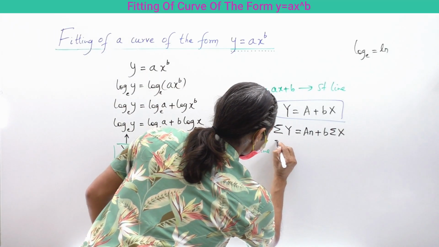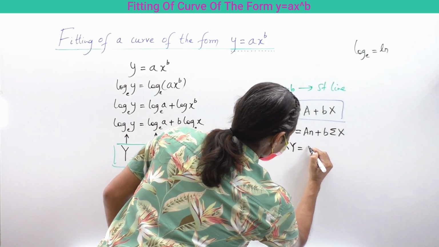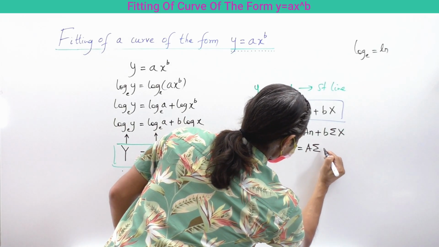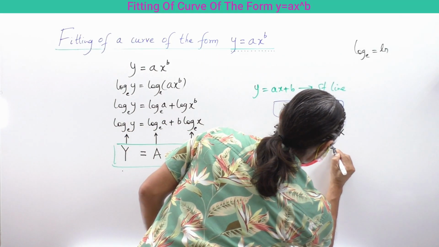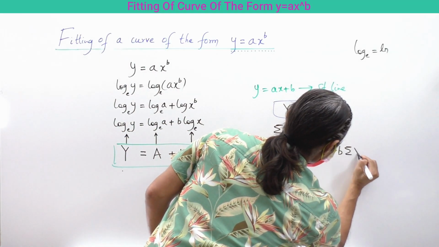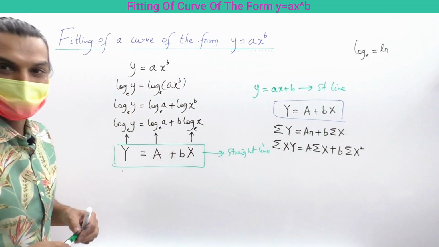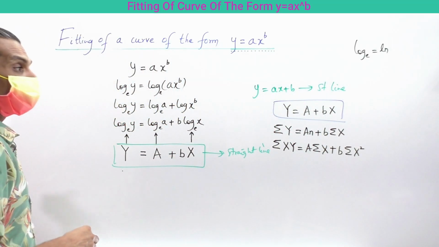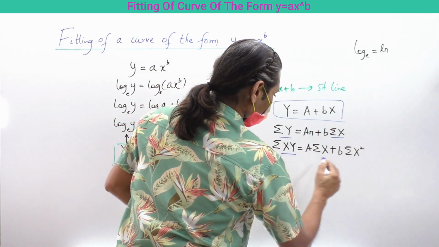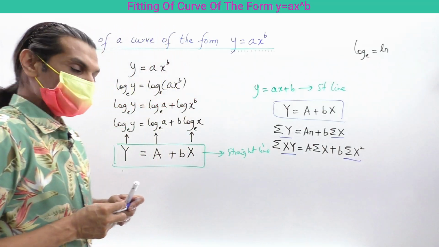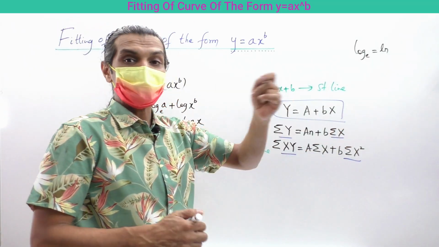Summation of capital X into capital Y equals A into sigma capital X. See, we are dealing with capital X here, plus B summation of capital X square. That is all. This is the fitting by least square. That means here we need to solve for summation y, summation x, summation xy and summation x square. Make a table, find the values, put it here, solve the equation. You get a value of A and small b here.